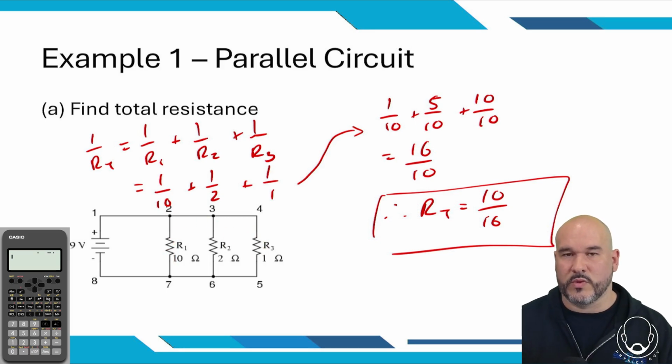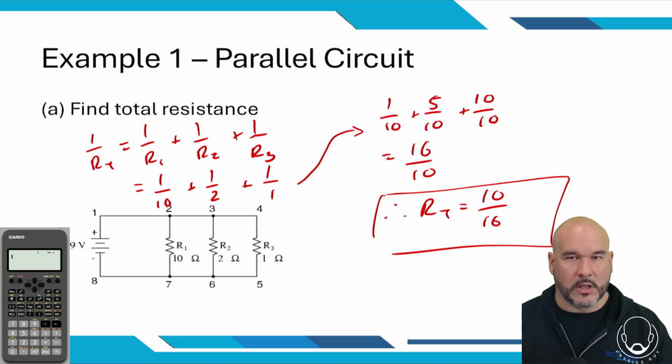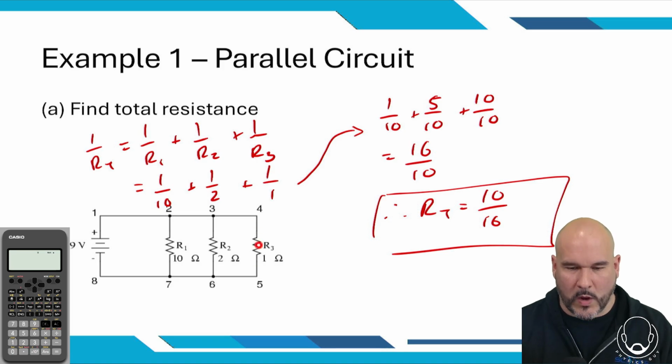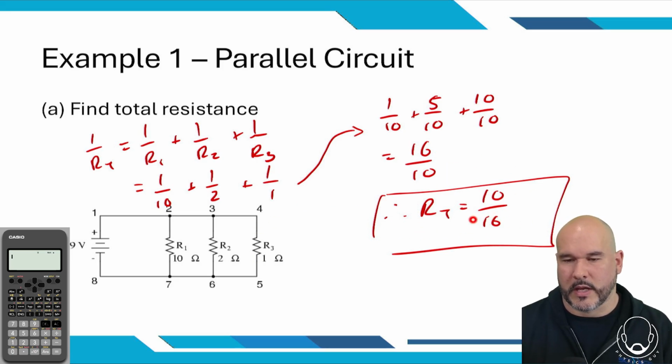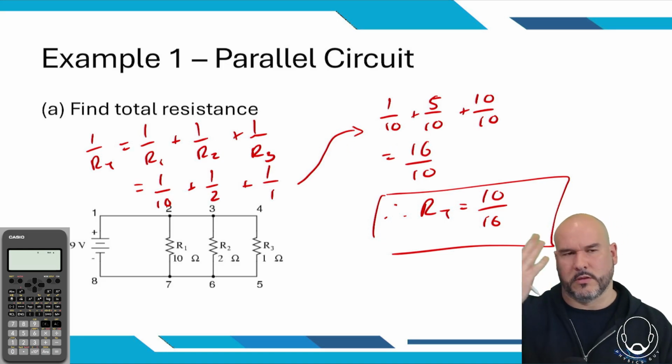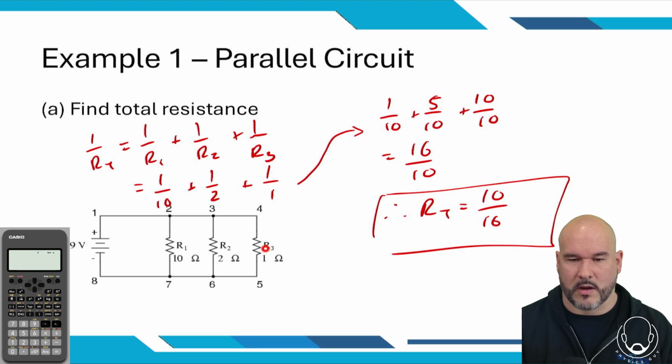The equivalent resistance is always less than the lowest value resistor. My lowest value resistor is 1, therefore my total resistance should be less than 1. If I forgot to flip it, I'd get 16 on 10, which is 1.6, obviously greater than 1. What have I done wrong? Oh, I forgot to flip it.